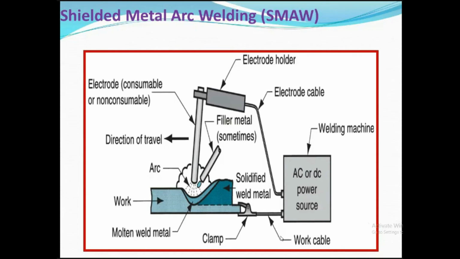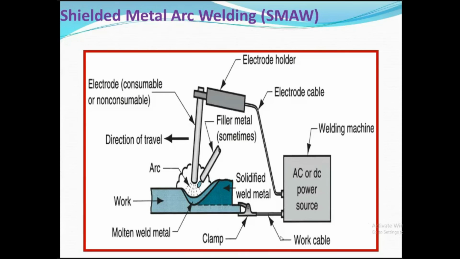See the figure. There is one lower clamp, that is your working side, which has the work cable with the negative terminal, and there is one positive terminal connected to the electrode holder, which carries the electrode, that is the consumable or non-consumable electrode. There is a direction of travel given in the figure, so we can say it is the leftward type of welding technique.